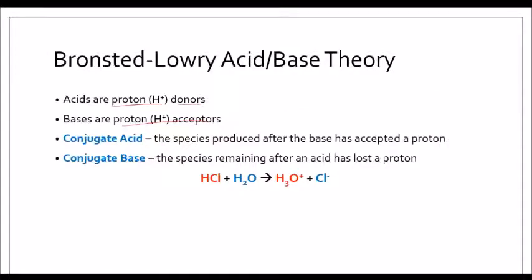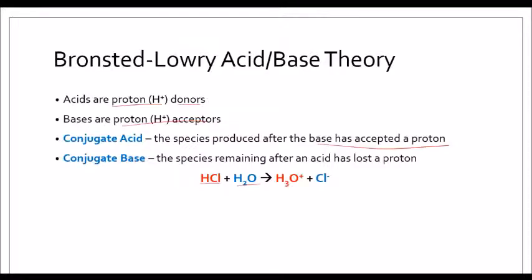Now, the conjugate acid-base pair deal. We're going to show our Bronsted-Lowry reactions where they are reacting with water. Here's our acid reacting with our base, producing these two new species to the right. One of the species on the product side is going to be the conjugate acid, and one of them is going to be the conjugate base: the species produced after the base has accepted a proton.